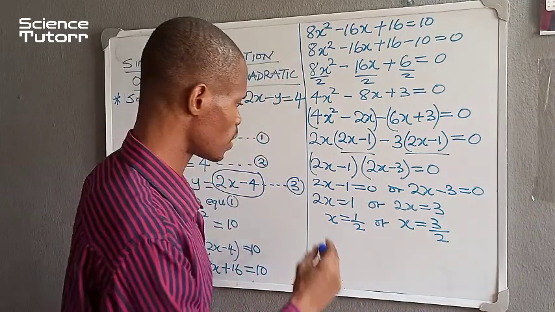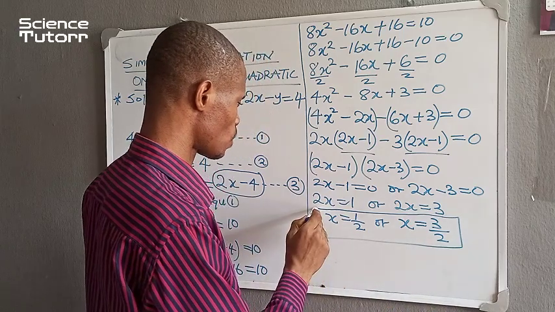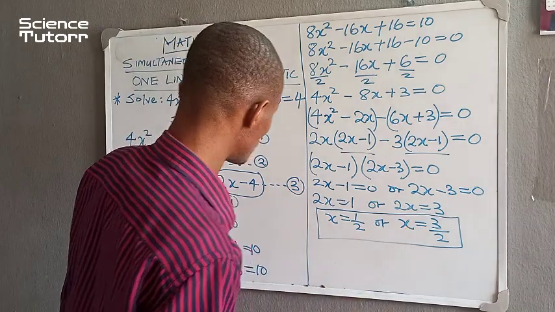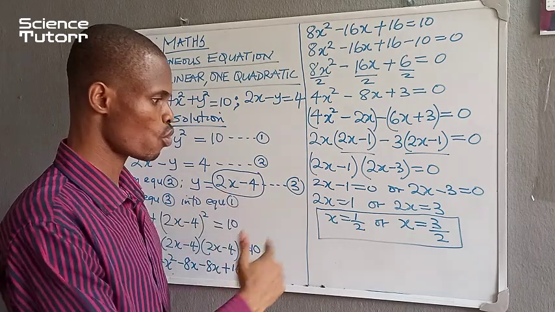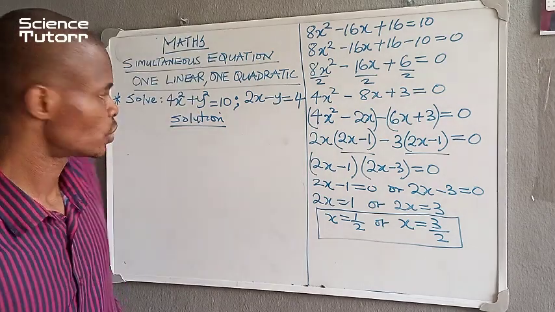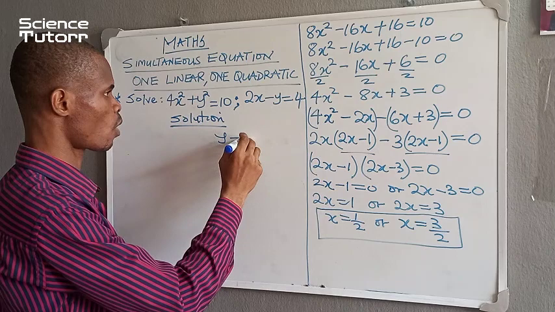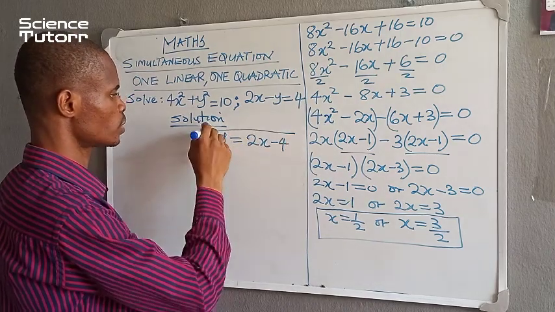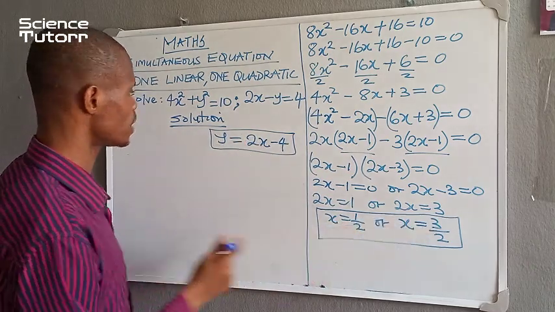We have been able to establish two values of x. Now, replacing these values of x into equation 3, where y is equal to 2x minus 4, we can obtain values for y. So let's do that. To find y, recall we initiated y to be equal to 2x minus 4 from equation 3. So we shall be obtaining y for each value of x obtained here.